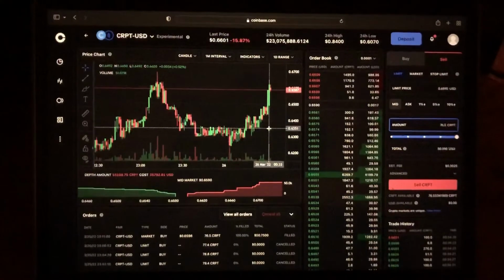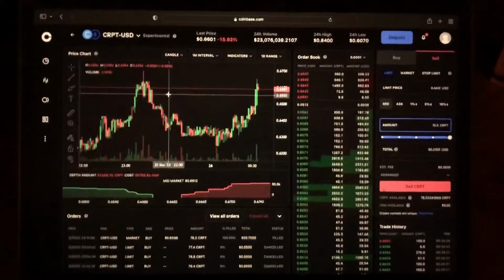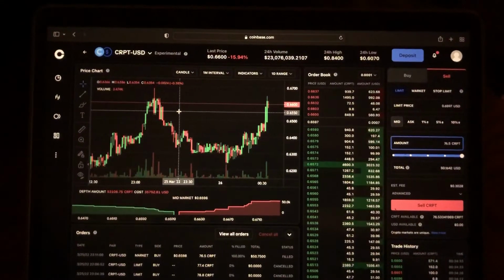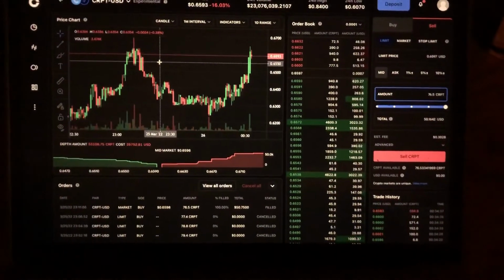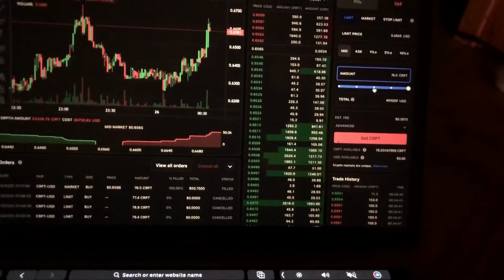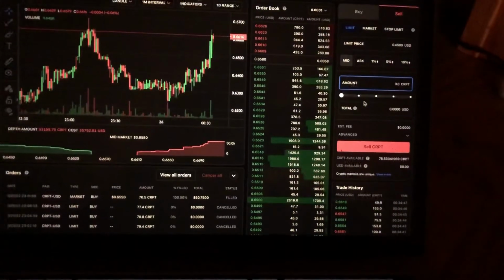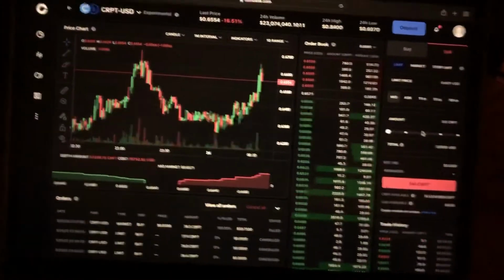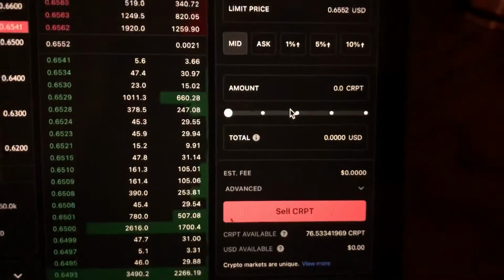So that's basically the tutorial on how to day trade on Coinbase. I didn't go over any deposits, how to deposit or anything. This was basically just a coverall of day trading and the features that they have for it now, which is a lot better, I think.